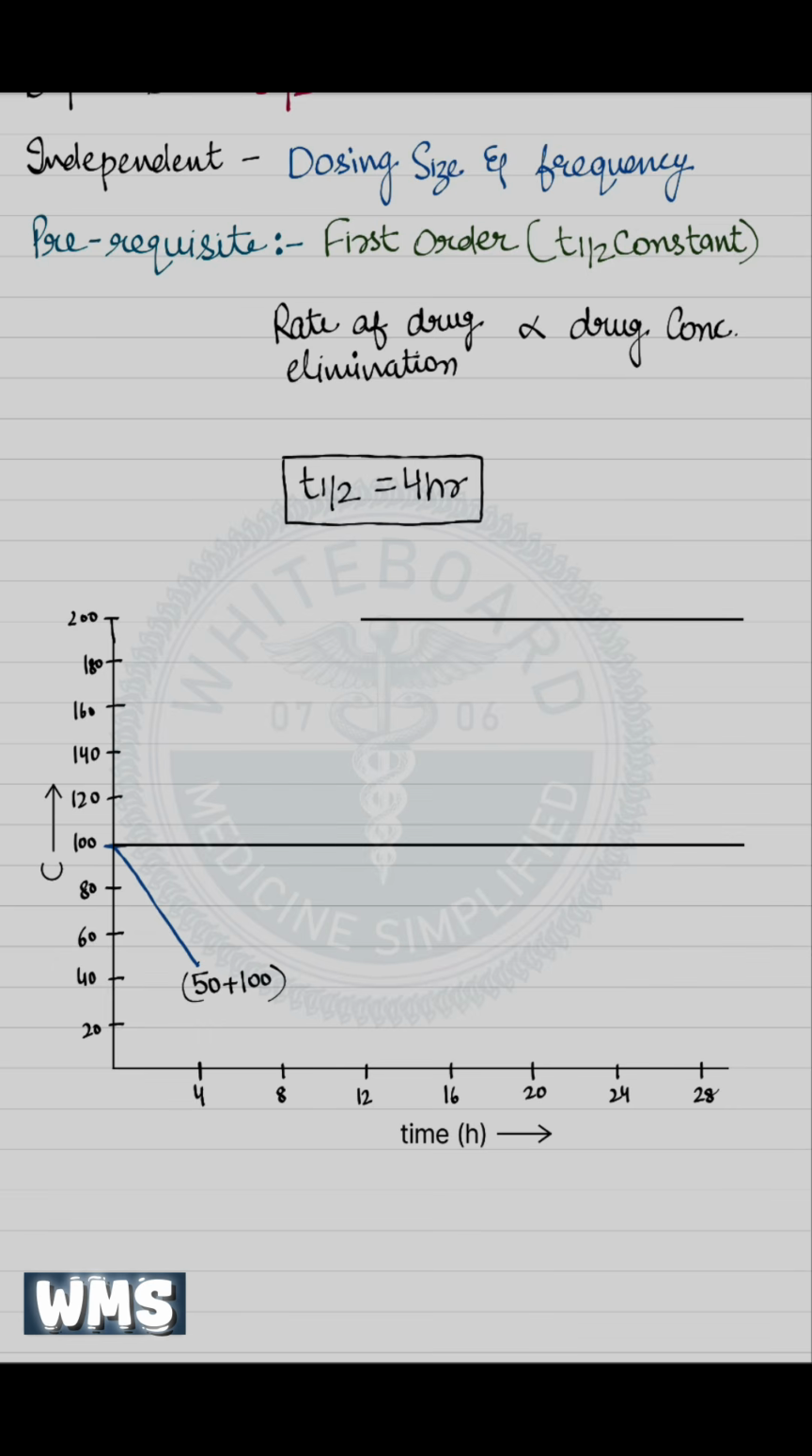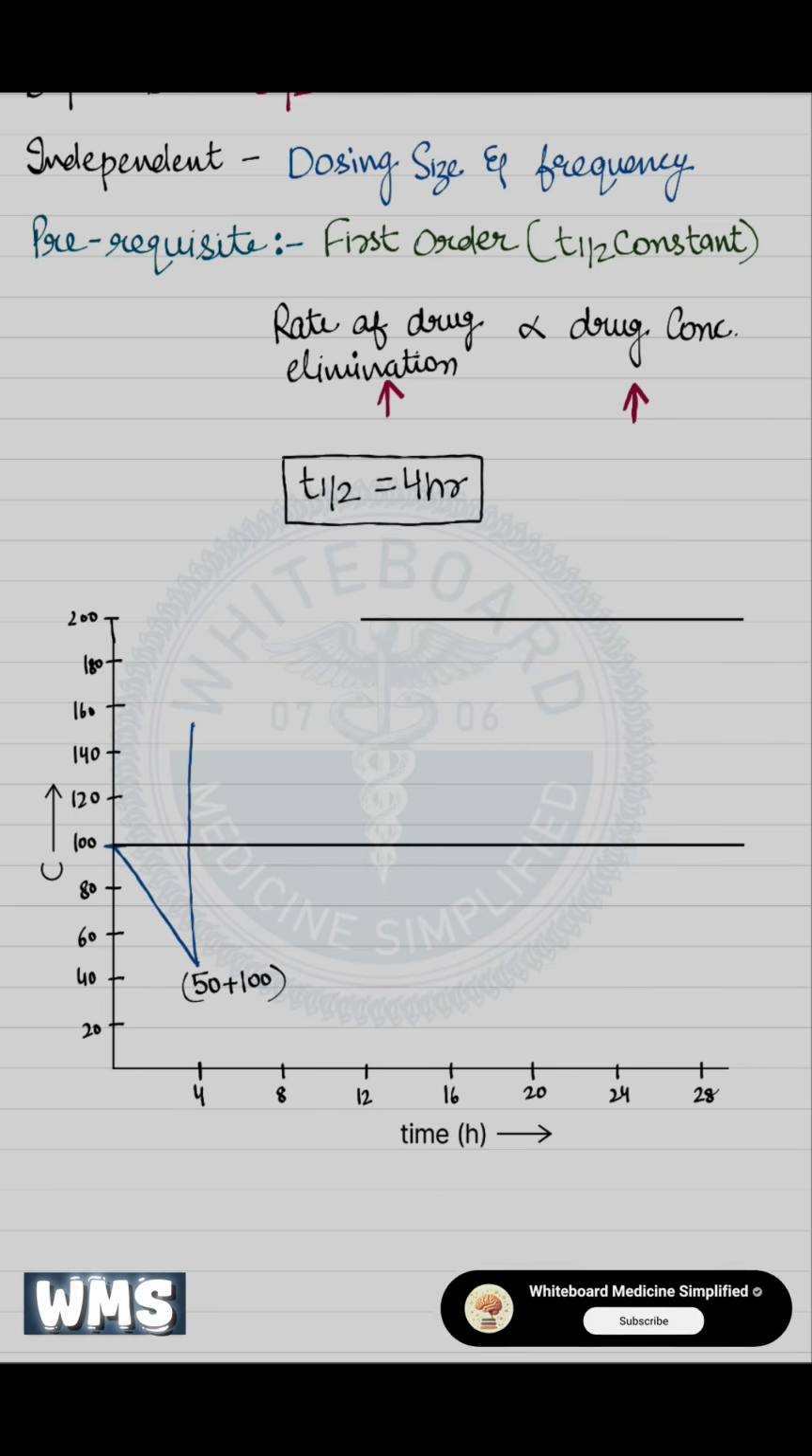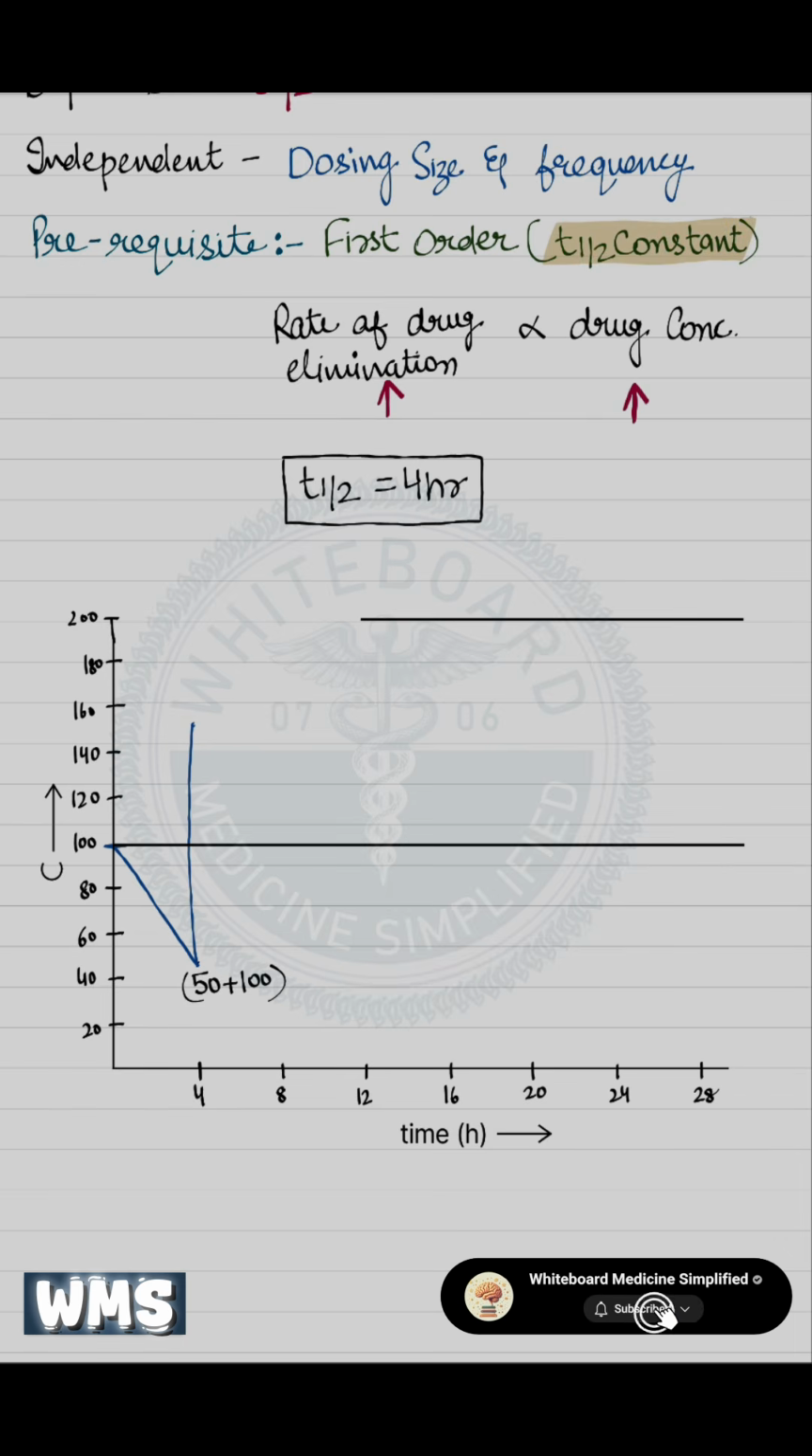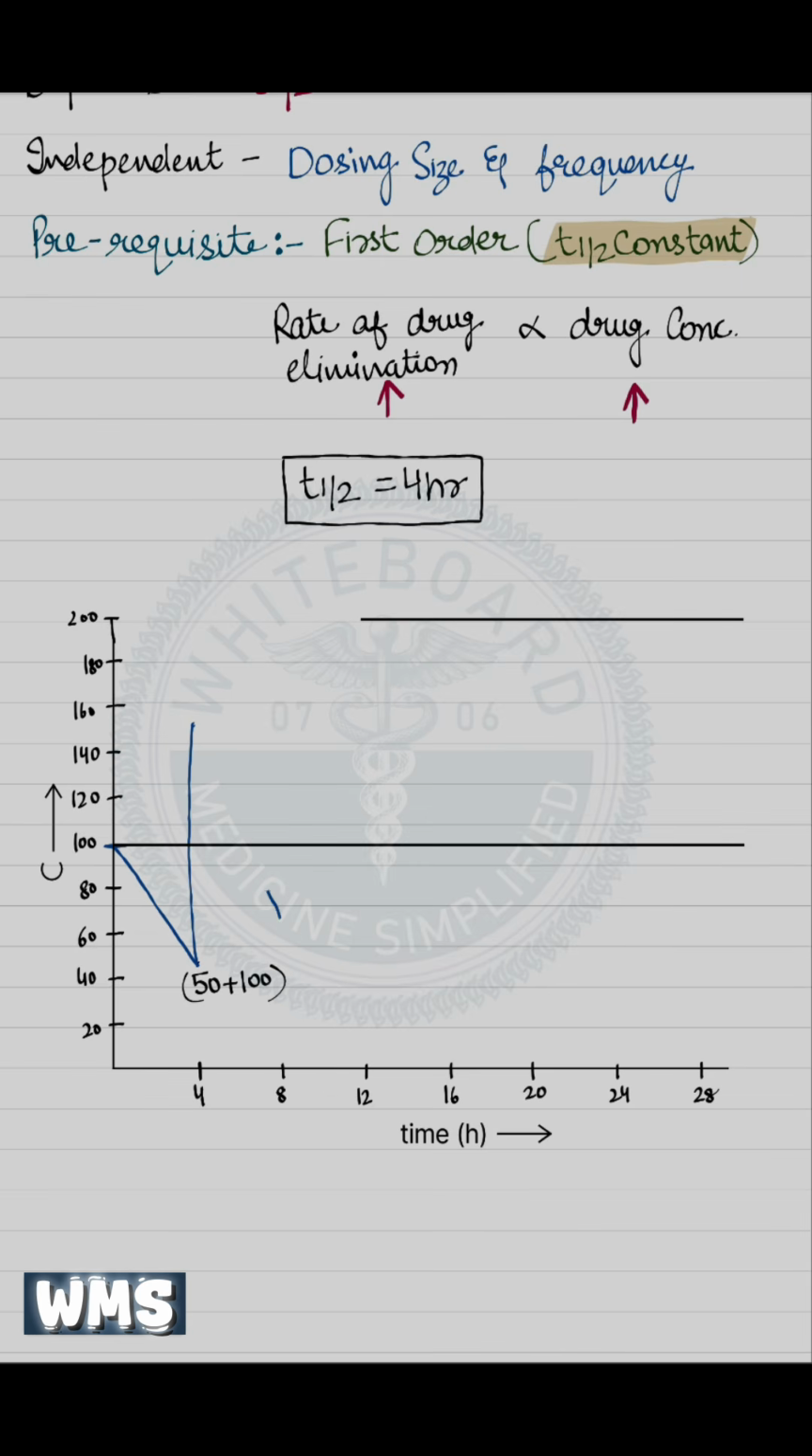Since 50 units from the first dose are still present, the new plasma concentration now becomes 150 micrograms. As we discussed, when the concentration increases, the rate of elimination also increases. But the half-life remains constant because this drug follows first-order kinetics. Moving forward, after another 4 hours, again 50% of 150 micrograms is eliminated, so the concentration falls to 75.